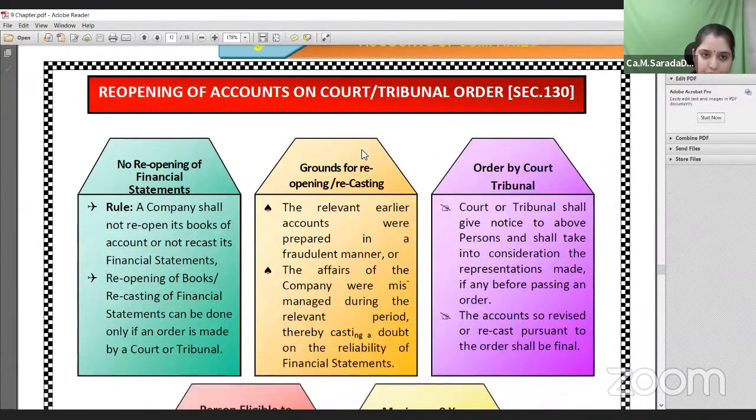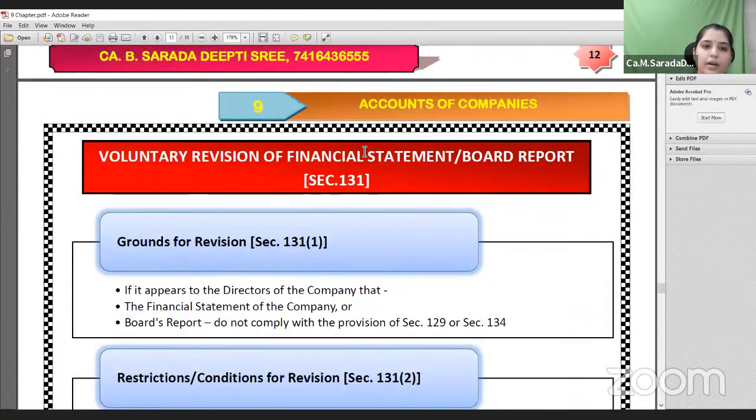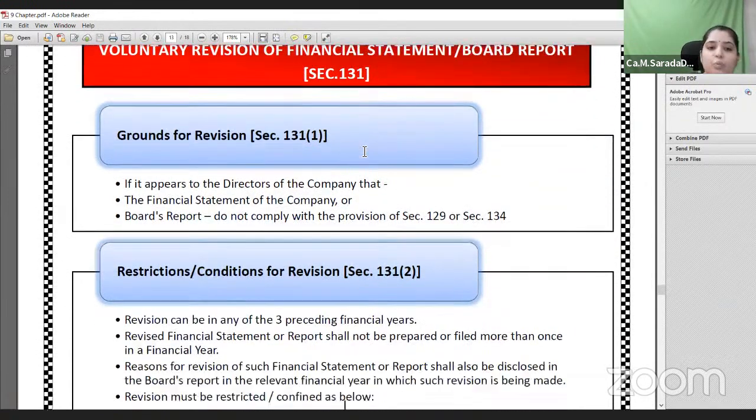Okay, now next, before going for reopening this, we'll go for the voluntary revision of the financial statements. See, what is meant by voluntary revision of the financial statements, madam? Suppose the board of directors think that they could not prepare the financial statements to the true and fair view. They did not give the true and accurate information in the financial statements. In such cases, the directors of the company, on their own motion, if they think that they could not comply with a few of the accounting standards which are necessary to apply, in such cases, they on their own will try to rectify these financial statements, and prepare revised financial statements and a revised board report.